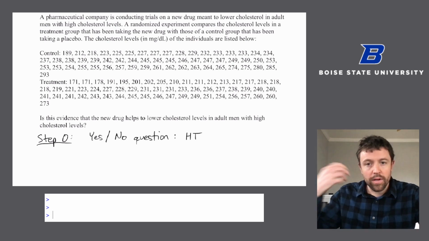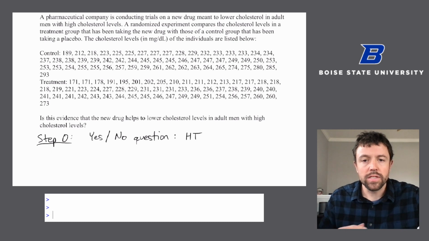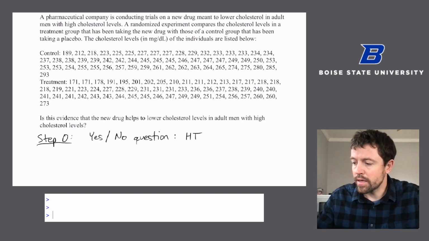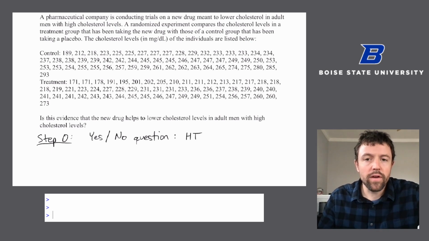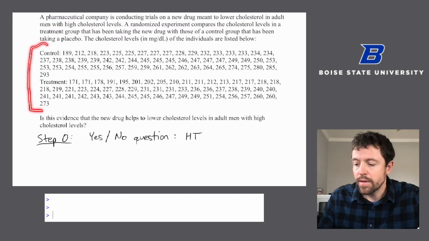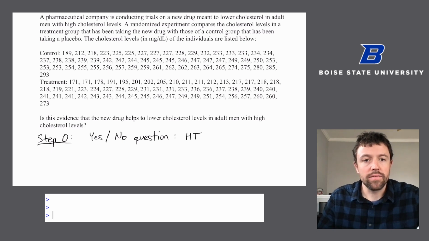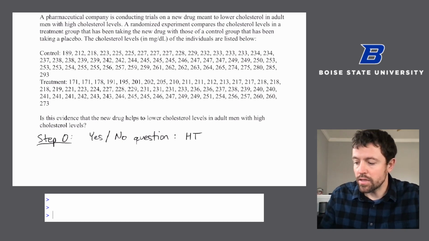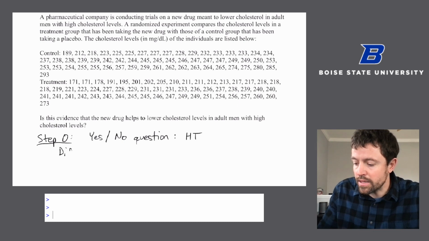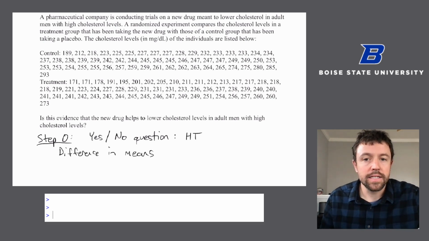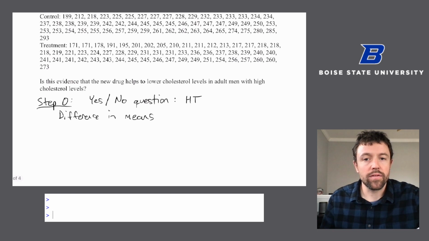Next, we should identify what the structure of data is, what's going on in this problem. Well, we're comparing two means for the same sort of variable, right? It's one variable, the cholesterol levels of the people in these two different groups. And we're trying to compare the average of this one variable between two groups. And so this is a difference in means question. Once we've realized it's a difference in means question, we have to decide between our three procedures.